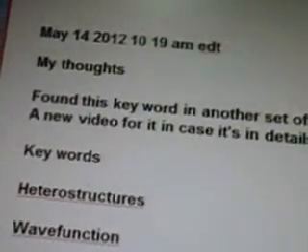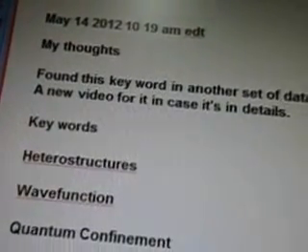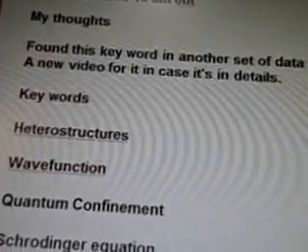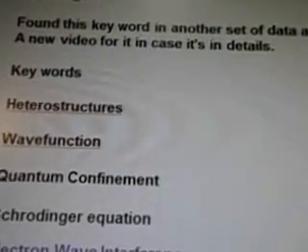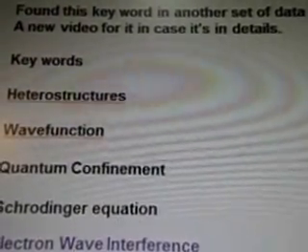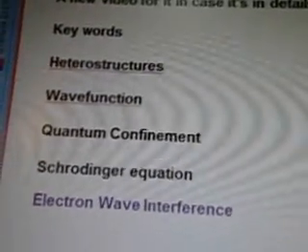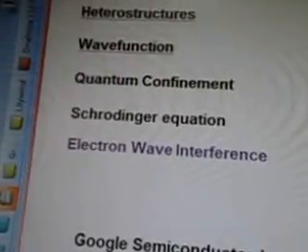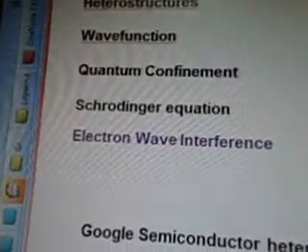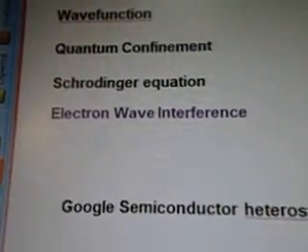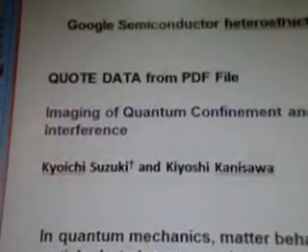May 14, 2012. My thoughts: I found this keyword in another set of data and created a new video for it, just in case. Sorry, I don't know what I wrote there. I was trying to do more details because I didn't want to make the videos too long. There we go. Paraphrased. Keywords: heterostructures, wavefunction, quantum confinement, Schrodinger equation, and electron wave interference.